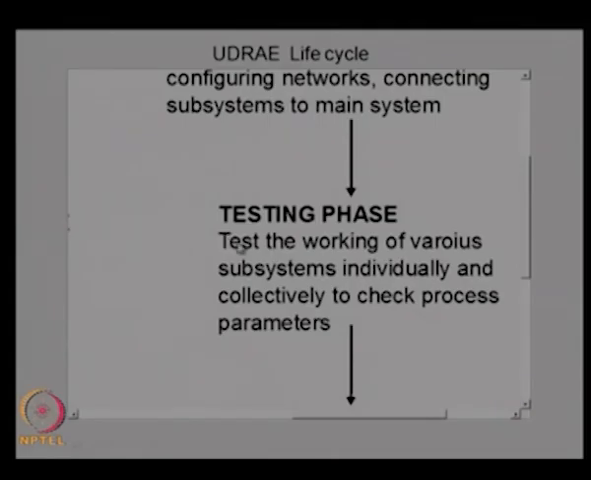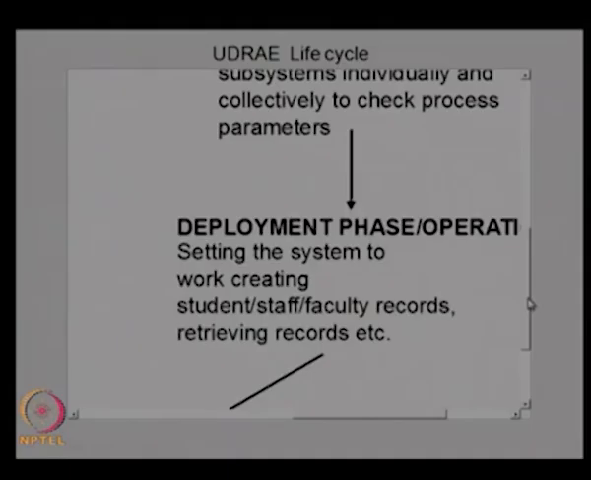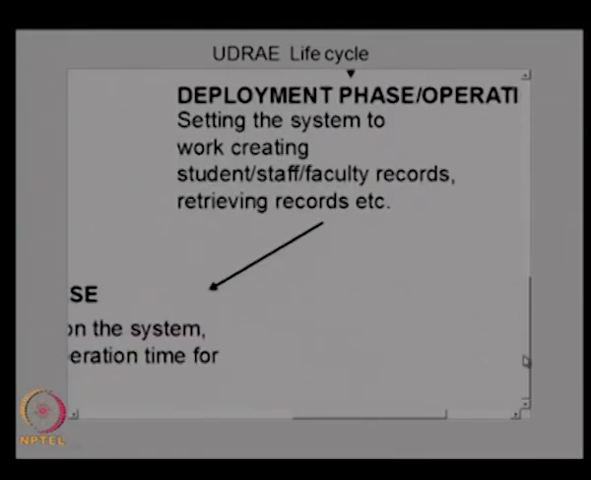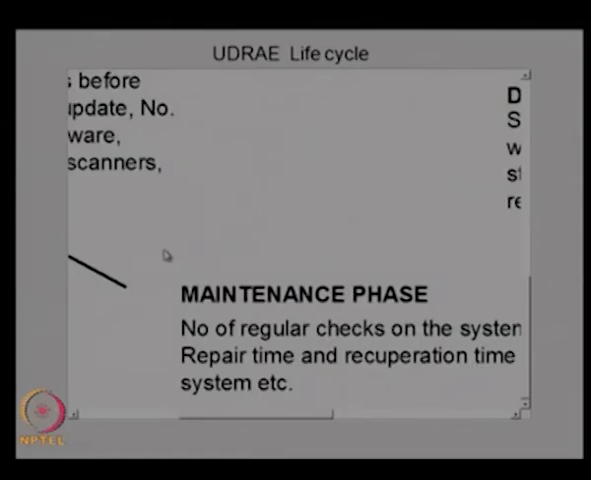Here we test the working of various subsystems individually and collectively to check the process parameters. So we will run for a few days or few weeks to see whether the system is working perfectly, and depending on the output, the refinement of the system will take place. And once that is done, it will be deployed for operation. So this is the deployment phase of the system, and once deployed, it will be more like maintenance. We need to maintain the system.